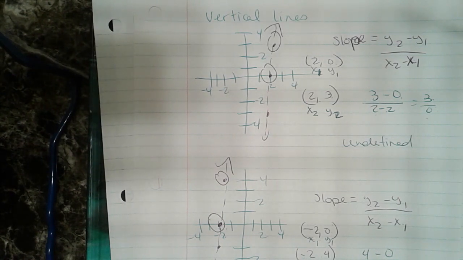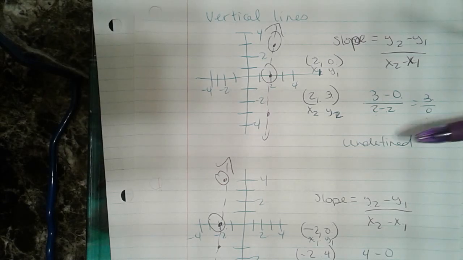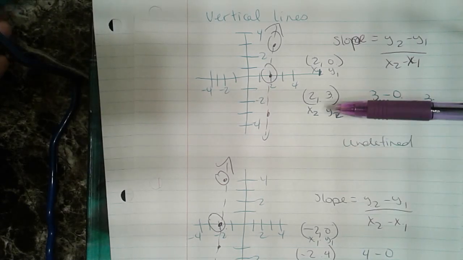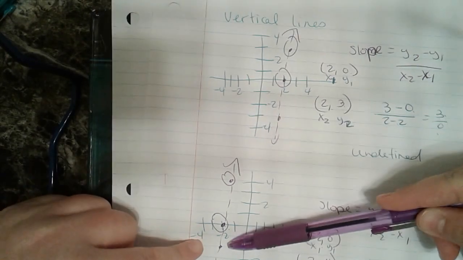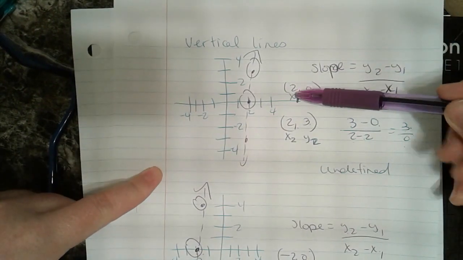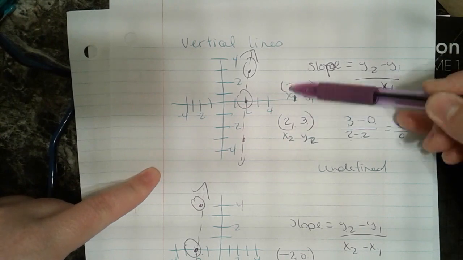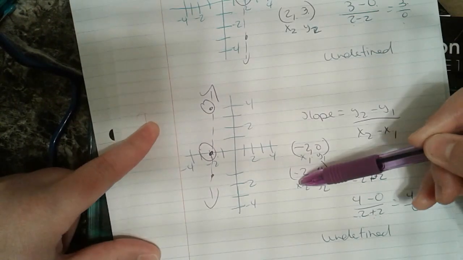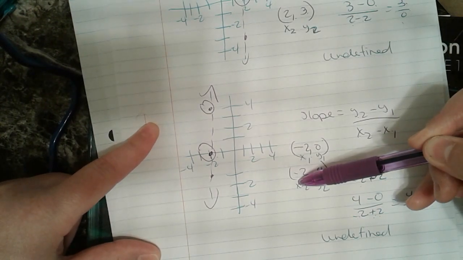Looking at this, having vertical lines, they're both undefined. Well, what are the characteristics that are similar to this? Well, they're both vertical, right? And look at their x values. Their x values are the same. So these guys have the exact same x values of 2. These guys have the same x values of -2.